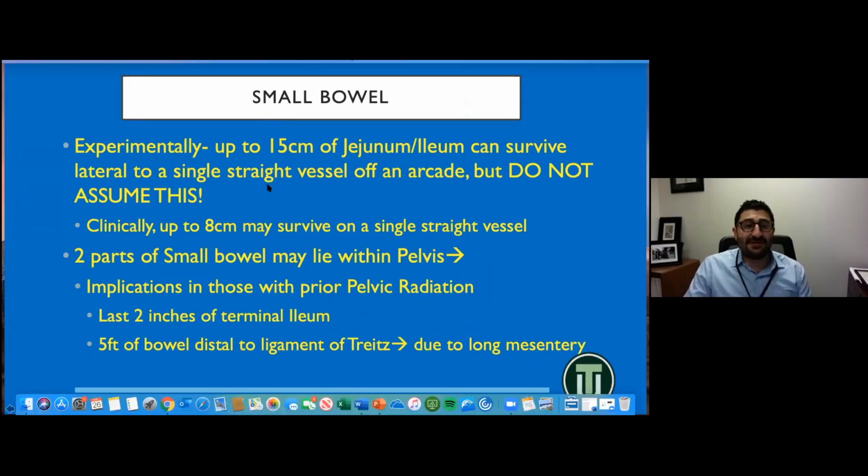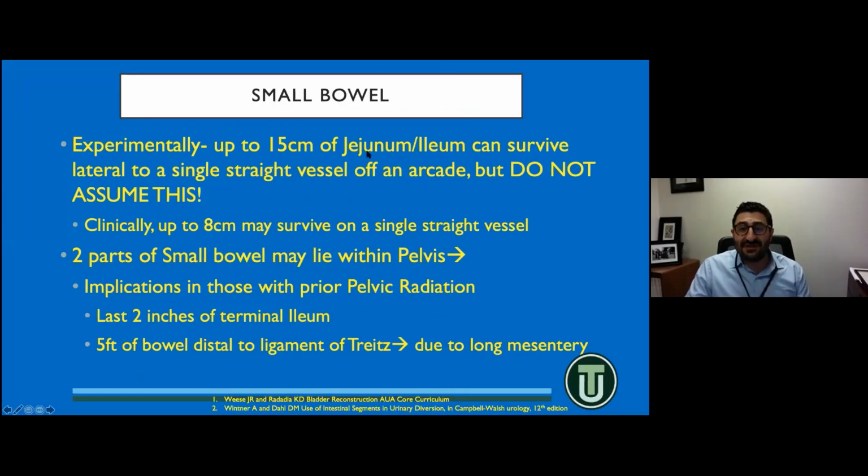So the small bowel, experimentally, up to 15 centimeters of jejunum or ileum can survive just lateral to a single straight vessel off of an arcade, but you obviously don't want to assume this. Clinically, up to 8 centimeters may survive on a single straight vessel. And this will become important when you're doing Turnbull or loop type stomas, and I'll show you some of that in a little bit.